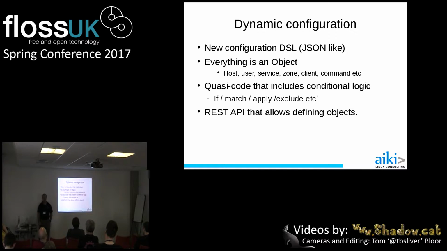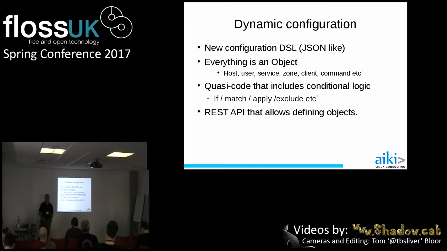Dynamic configuration. The new configuration is JSON-like. It's not exactly JSON. It's a bit better. But it's dynamic, and the syntax is similar. I think the better analogy would be the Puppet DSL, but it's more like JSON. Everything is an object. Unlike the old configuration language, where you have to define everything in its own stanza, here everything is an object. The user, the host, the service, the checks, the notification itself, it's an object. So it's an object-oriented configuration file, which you can do as you wish.